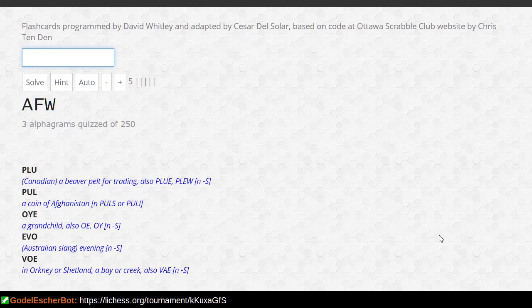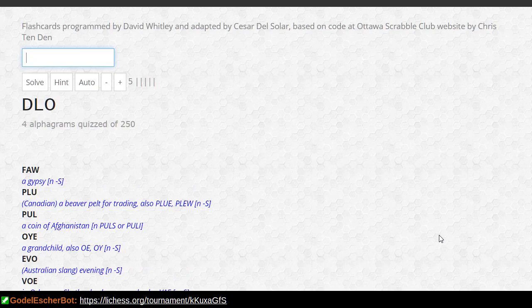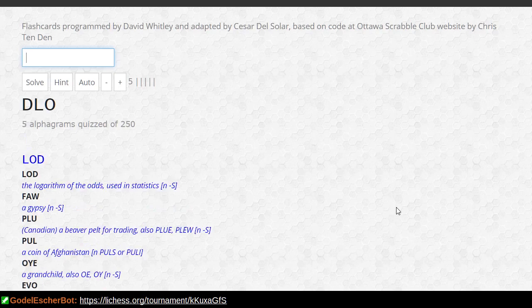Isn't it WAFF? It's not. Is it FAW? A gypsy. Well, OLD is in the U.S. English book. So what's the word that we're looking for? It's got to be LOD, then. Logarithm of odds. Oh, well, that's cool. But I was assuming DOL was another... no?